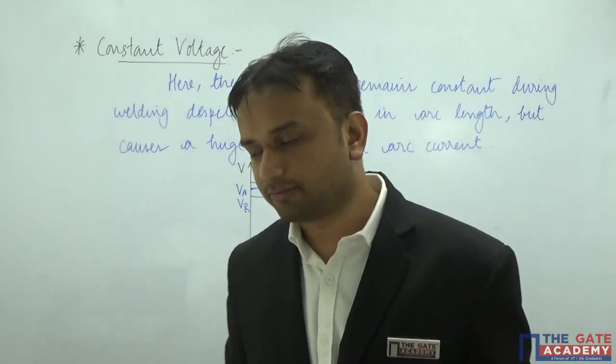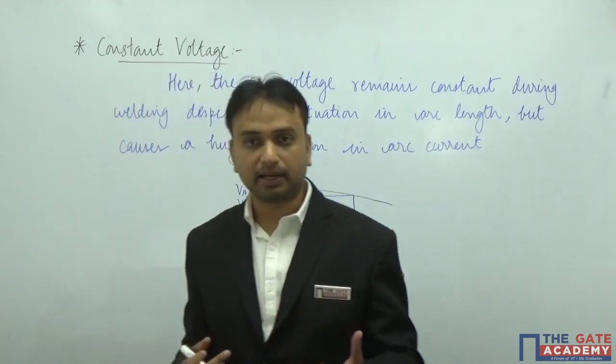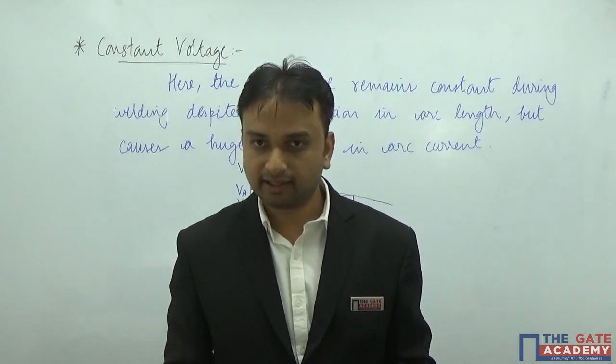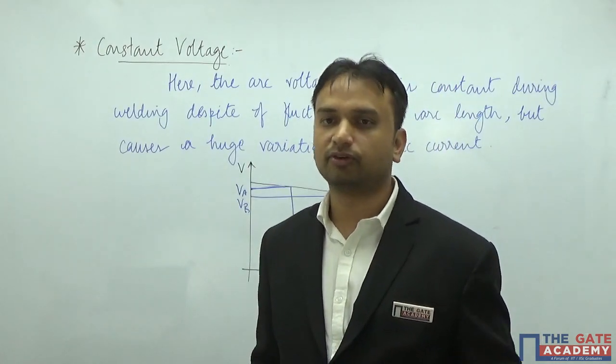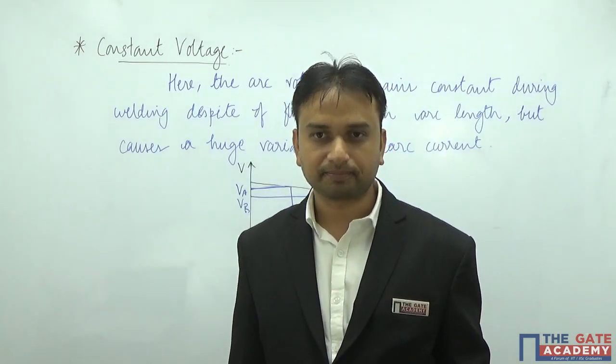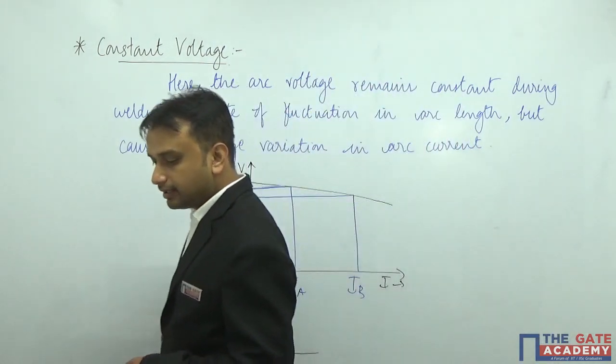So this kind of mechanism is known as the self-regulating arc mechanism, or it is a part of the self-correction mechanism, right? And the constant voltage type machines are therefore used for automated machines, where they can regulate themselves and correct themselves.